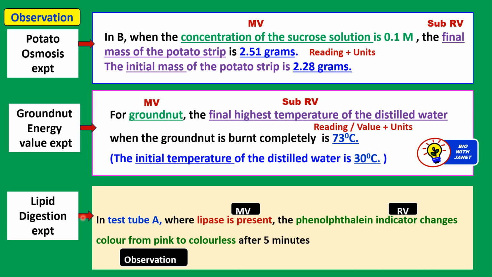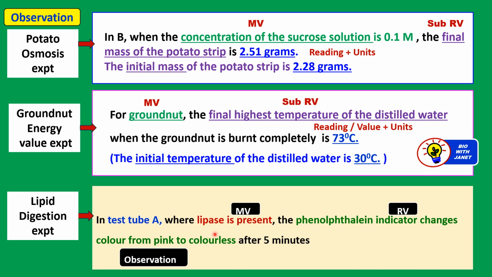Now, another type of answer involves a color change, for example, for food tests. There's no measurement involved, no units, no values involved. So in test tube A, where lipase is present, the phenolphthalein indicator changes color from pink to colorless after 5 minutes. Now this experiment is to study the digestion of lipids by the enzyme lipase.